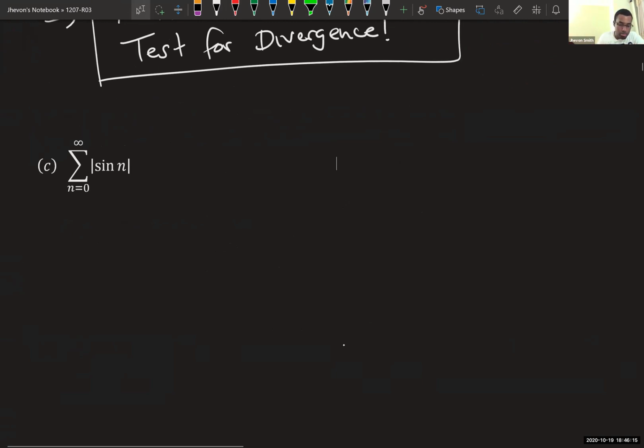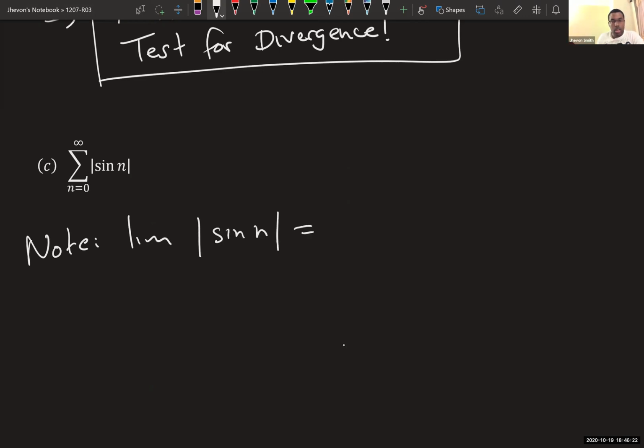Absolute value of sine x. Note. What is that? It fluctuates between 0 and 1, but it does not exist. Does not exist would be the best answer here, right? In particular, that's not 0, right? So the series diverges.